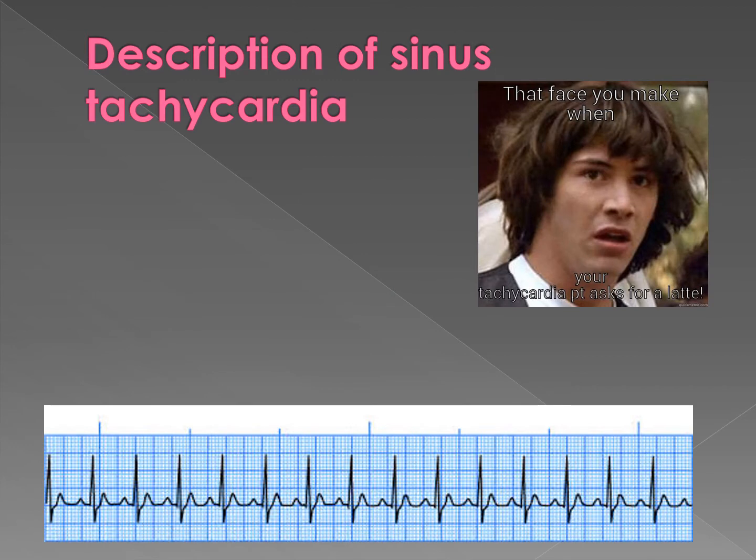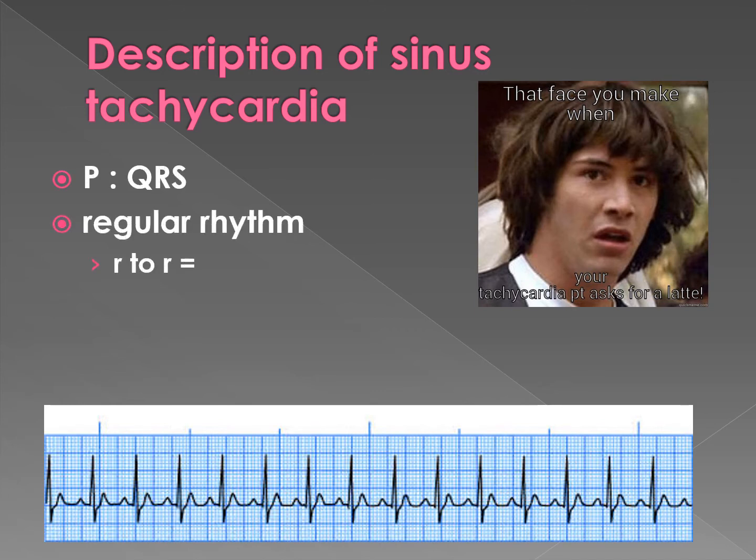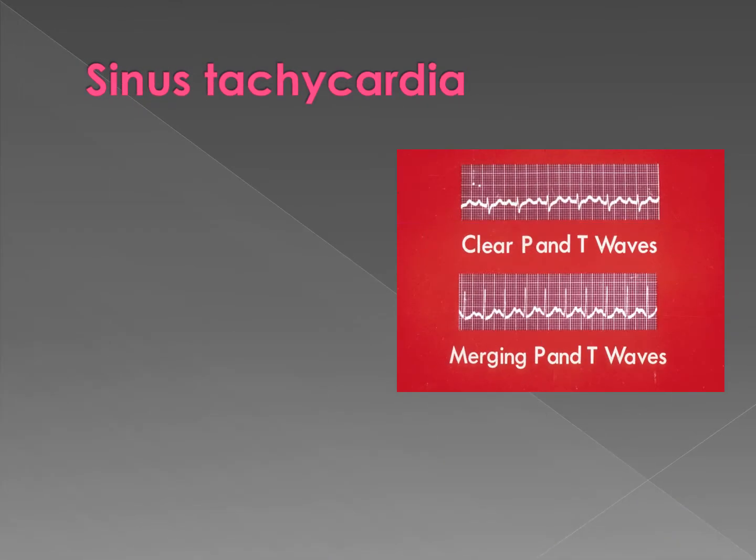The description of a sinus tachycardia will have a P for every QRS wave. We'll have a regular rhythm, so the R to Rs will still be pretty regular. In other words, 2 boxes, 2 boxes, 2 boxes, 2 boxes, right? And so you'll have a regular R to R. There won't be variation where you'll have an R to R that's 2 boxes, and the next one will be 1 box, and the next one will be 2 boxes, and the next one will be half of a box. So there'll be a regular rhythm to the R to R interval. And the rate will, of course, be 160.